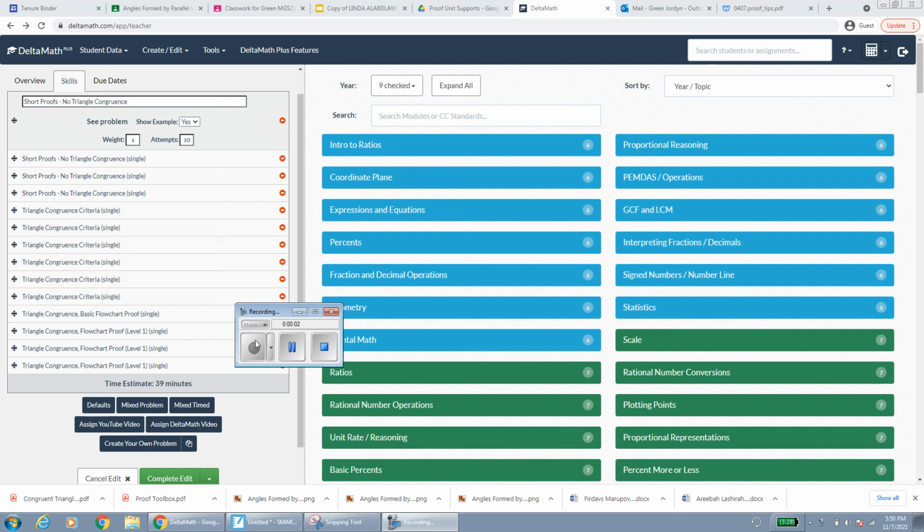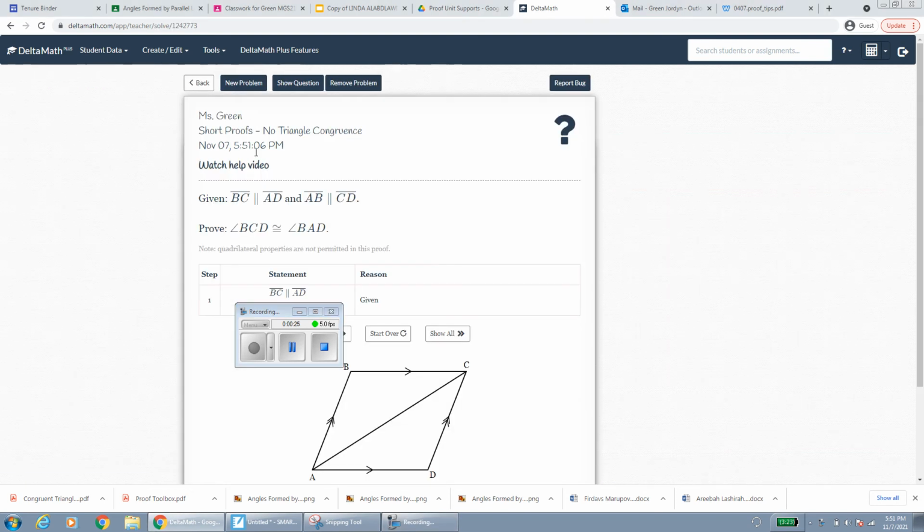Hi everybody. So today we're going to be going over the Delta Math homework number 14 on short proofs and triangle congruence and proving triangles congruent. So in this video, I'm going to go over the 4 short proofs questions and also the last 3 triangle congruence questions as well. So let's get started and take a look at the first short proof together.